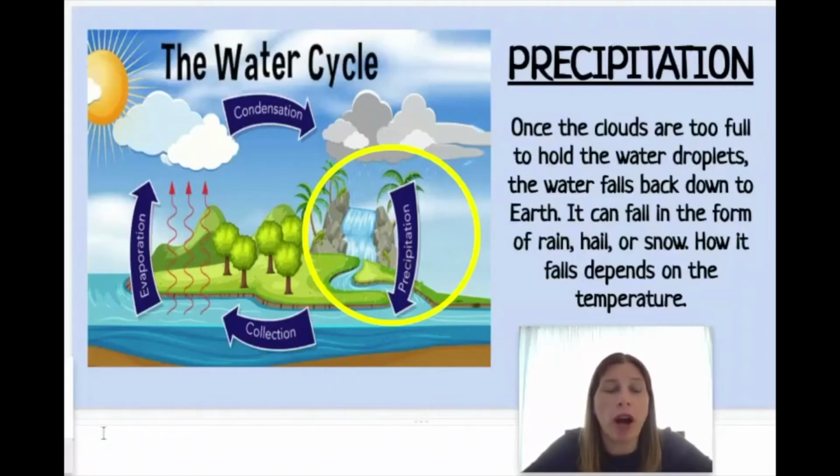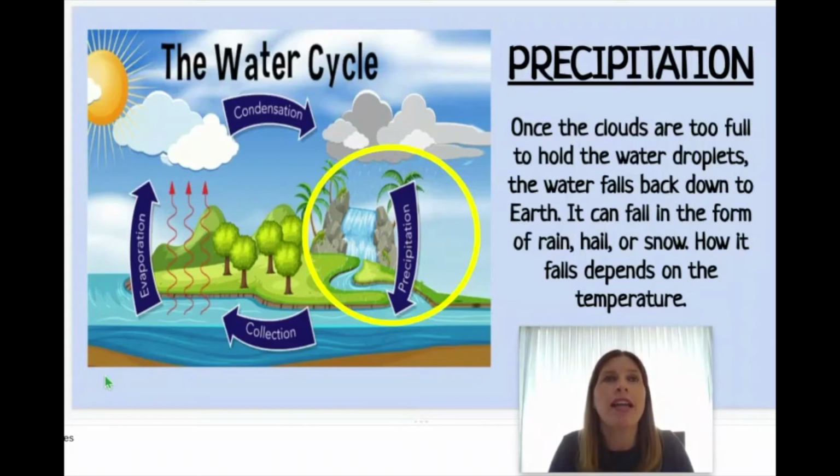Okay, we left off that the water is filling up the clouds and it's just getting too heavy for the clouds. So our next step in the water cycle is precipitation. Okay, so once the clouds are too full to hold all the water droplets, the water falls back down to earth. It could fall in different forms. It can fall in rain, snow, or hail. And how it falls depends on the temperature outside.